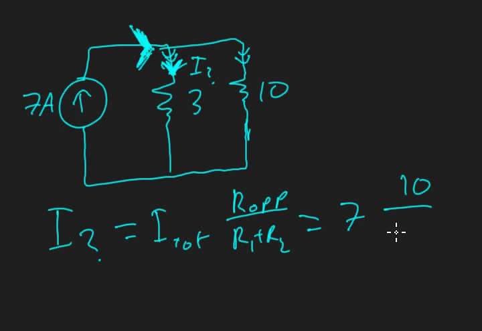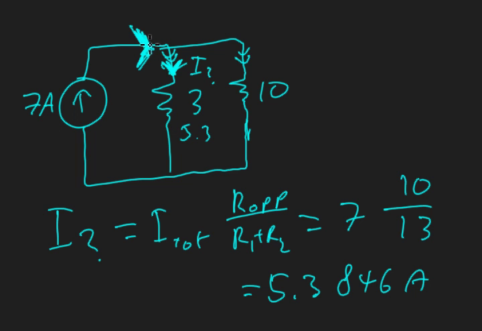I am emphasizing a bit, but hopefully it's for the better. And 10 over 3 plus 10 is 13, which is R1 plus R2. And subbing that into the calculator would give 70 over 13, or 5.3846 amps. So we know there's about 5.3 amps flowing through here.